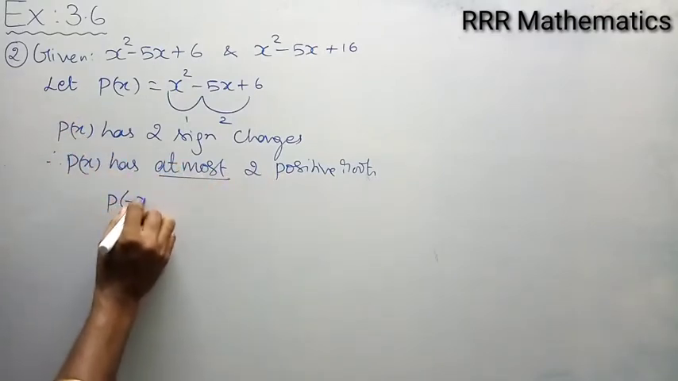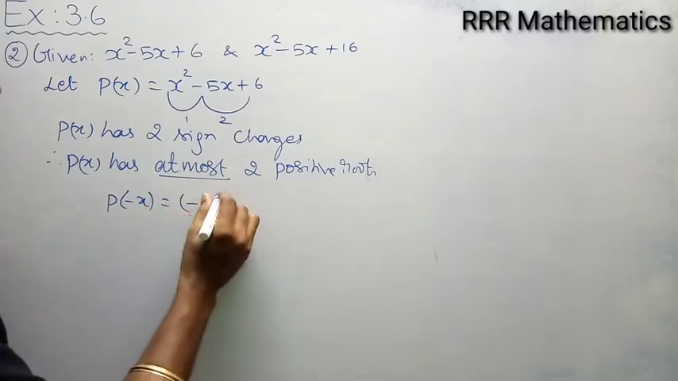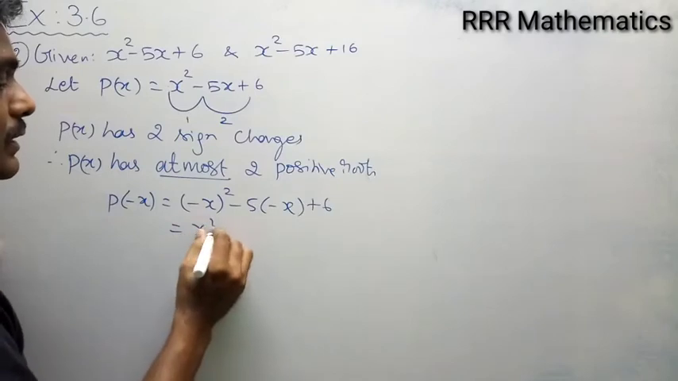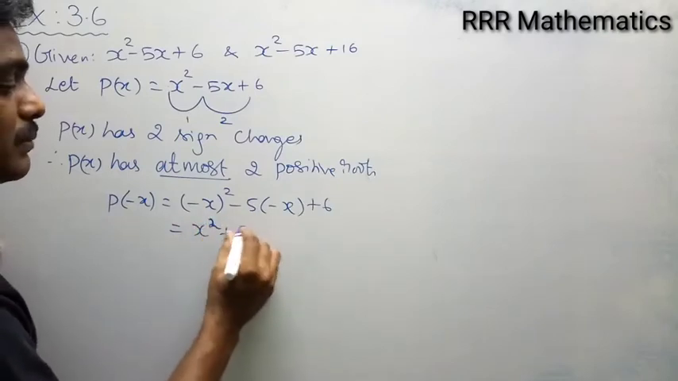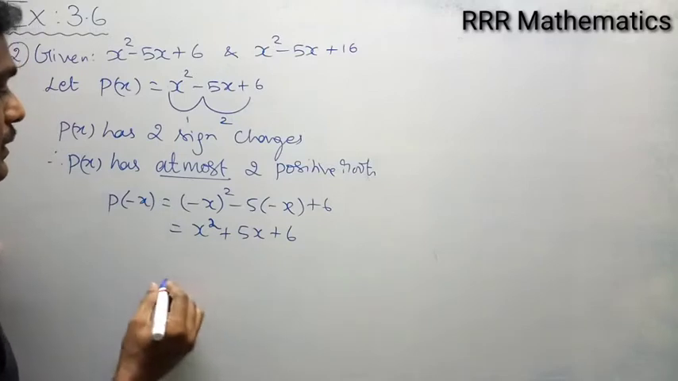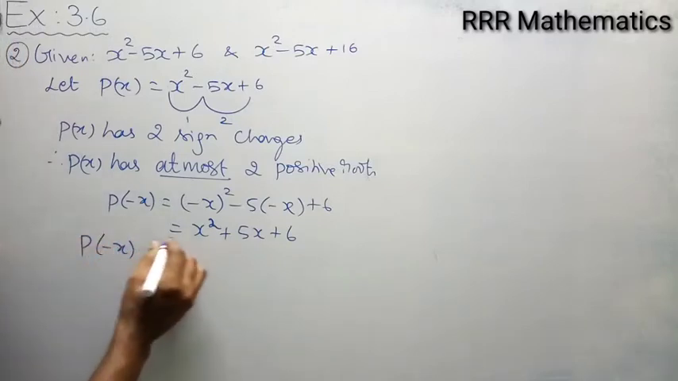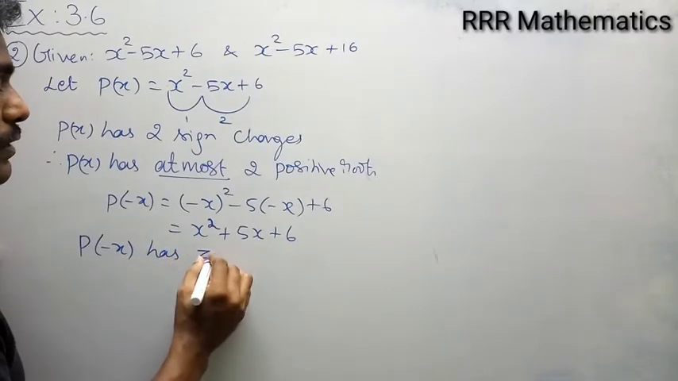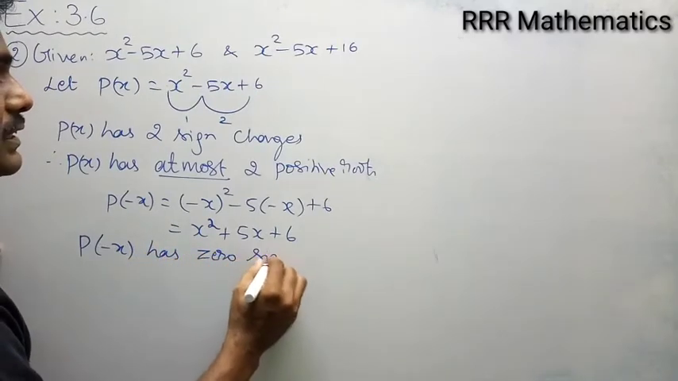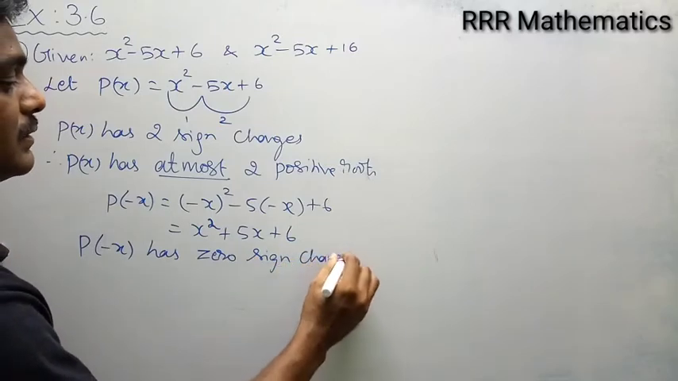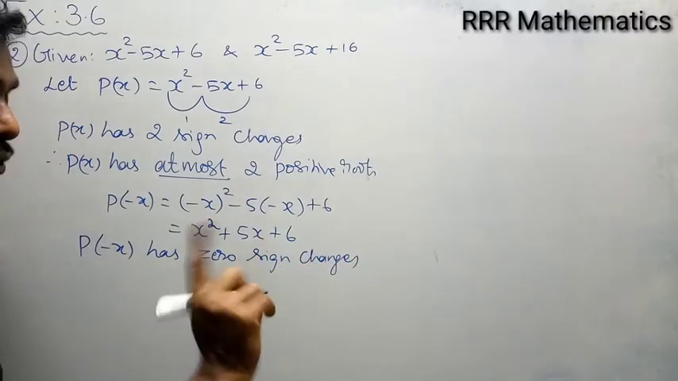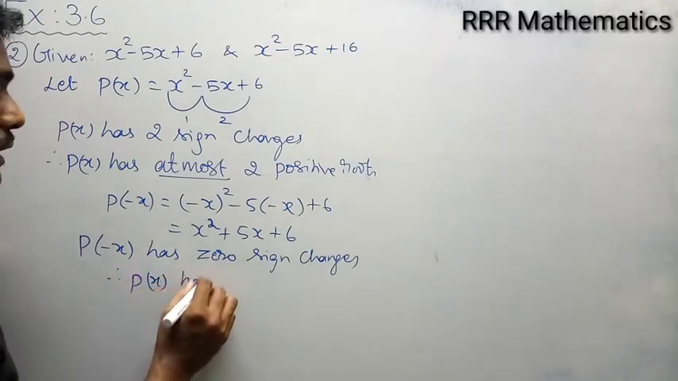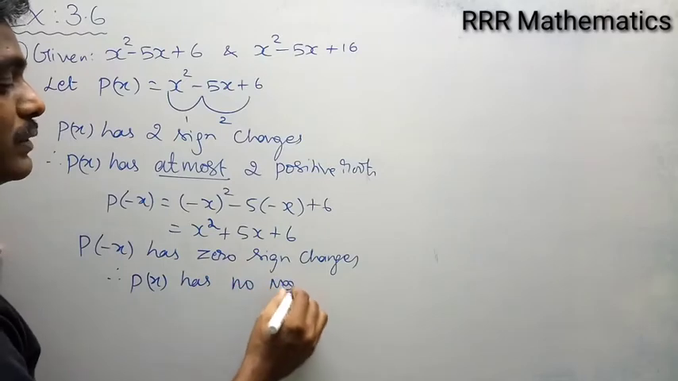Find out p of minus x. Just replace x by minus x. It will be plus x square, and this will be minus into minus, plus 5x plus 6. So p of minus x has zero sign changes, I mean no sign changes. Therefore, p of x has no negative roots.